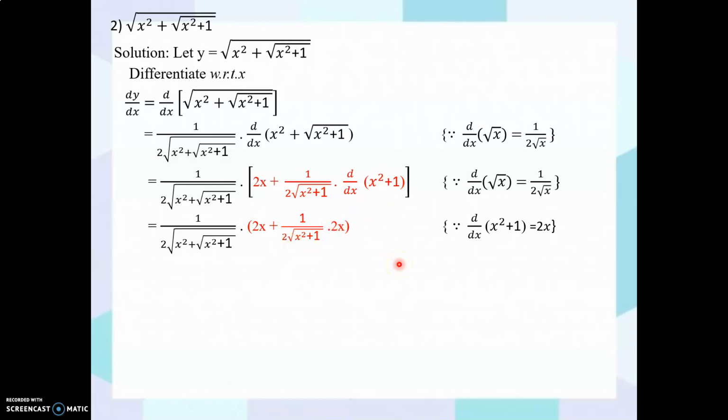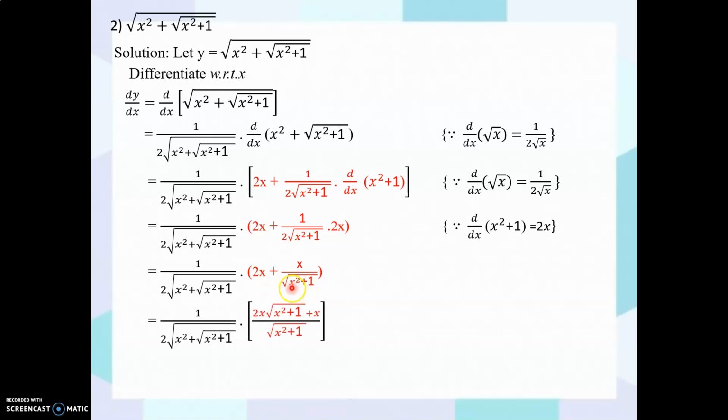So in the next step it will become like this. You can cancel that 2. So you'll get 1 upon 2 into root of x square plus 1, 2x plus x upon root of x square plus 1. Now in the next step we are going to take the LCM of this one. So 2x into root of x square plus 1 plus x upon root of x square plus 1. Adjusting, you are getting like this. So we can take x, which is common in two terms, that you can take it as common term. So x into 2 into root of x square plus 1 upon 2 into root of x square plus 1 into root of x square plus 1.